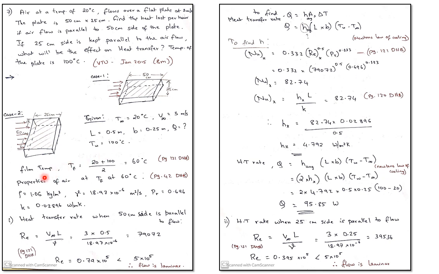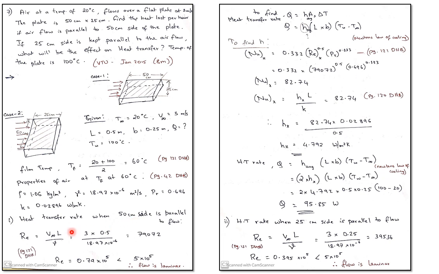Now the very first step is to find the mean film temperature, that is TF. 20 plus 100 by 2 will become 60. So we need to find the properties of air at 60 degrees Celsius. From the data handbook page number 42, you can get the properties of air at 60 degrees Celsius. Now the very first step, heat transfer rate. This 50 centimeter side is parallel. Okay, now if it is parallel to 50 centimeter, then length becomes 0.5.